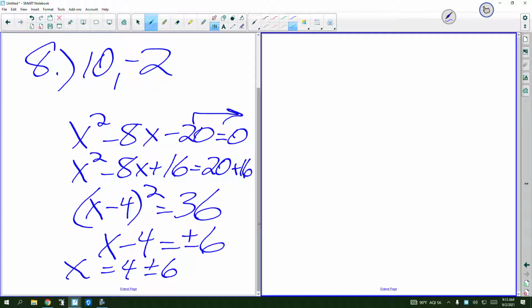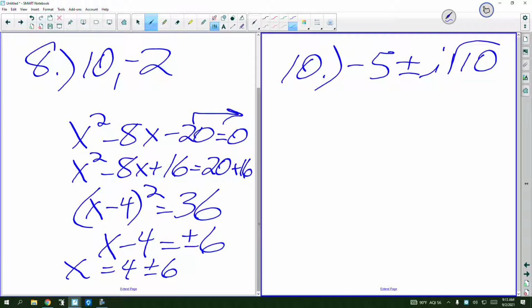What's the next number? 10. Thank goodness. Number 10. I got this. Are you supposed to put it in front of the square root? In front of the square root. I didn't know if it was. Okay, here we go. Number 10.